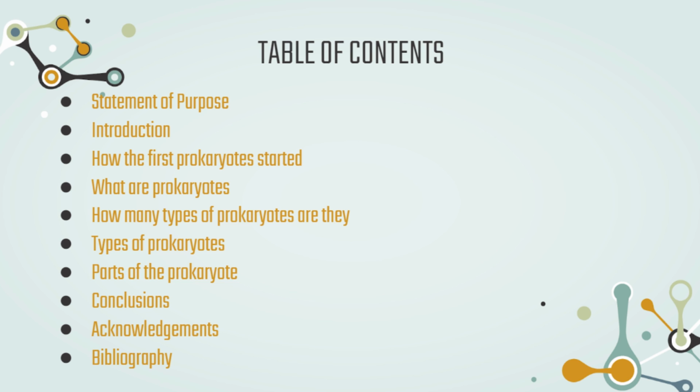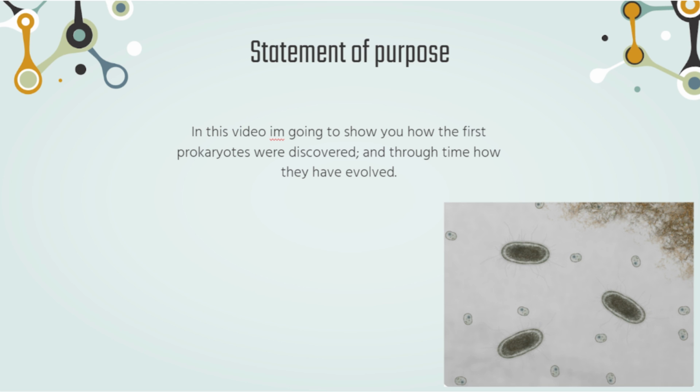Table of Contents. Statement of Purpose. Introduction. How the first prokaryotes started. What are prokaryotes? How many types of prokaryotes are there? Types of prokaryotes. Parts of the prokaryote. Conclusions. Acknowledgements. Bibliography.